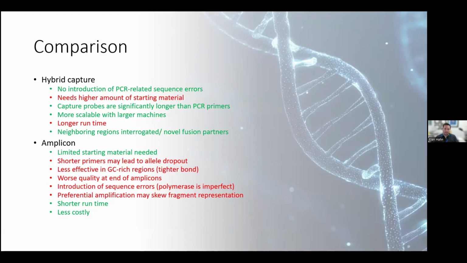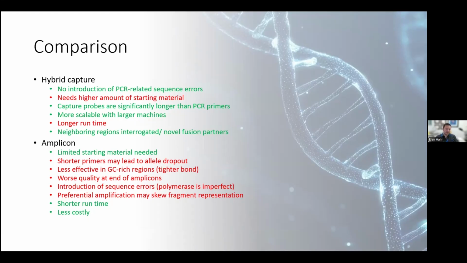It's more scalable with larger machines. You can do more samples at once. It has a longer runtime. But a good benefit is neighboring regions are interrogated, where we could find novel fusion partners and neighboring sequence changes that we wouldn't necessarily see in amplicon-based technologies.